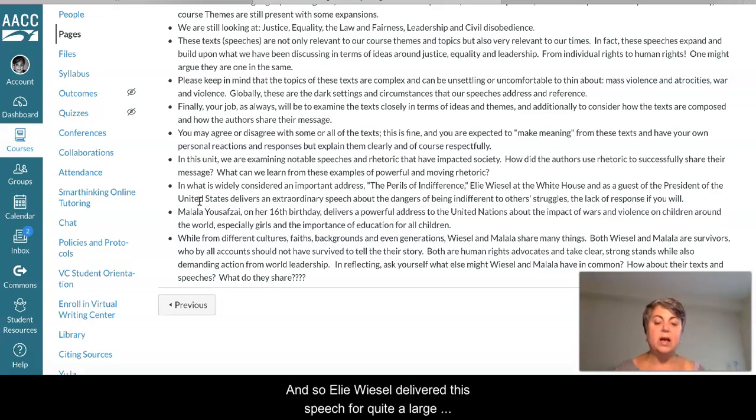Elie Wiesel delivered this speech for quite a large audience. Not just the President of the United States and members of Congress and legislators and journalists and reporters, but anytime you deliver a speech as a guest of the President of the United States, that generally goes global. So this is a worldwide audience.